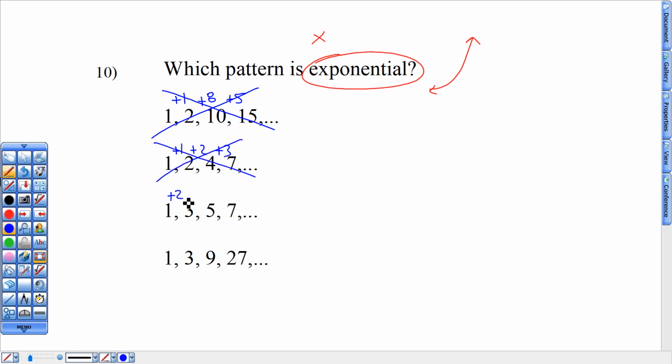Adding by 2, adding by 2, adding by 2. Ooh, all going up by 2. This is the only real linear one I've seen so far. That would be like 2x. This one, not adding. Looks like I'm timesing by 3. Yep, 3 times 1. 3 times 3 is 9. Yep. 9 times 3 is 27. Yep, there we go. I'm timesing everything by 3. That is the one that's exponential in this little batch right there, a timesing one. All right, moving on. Number 11.